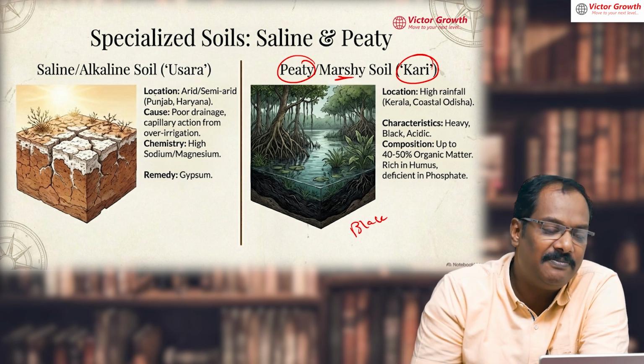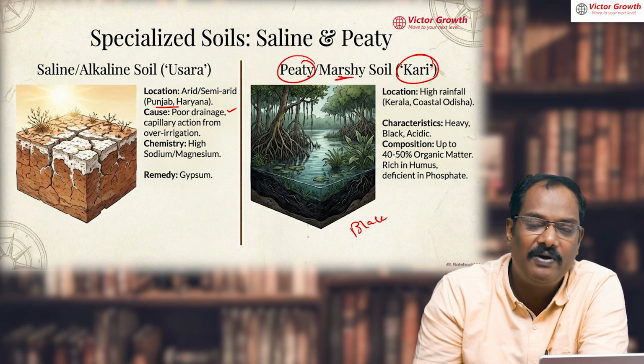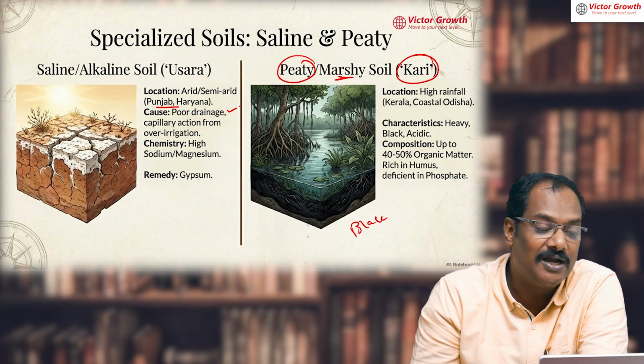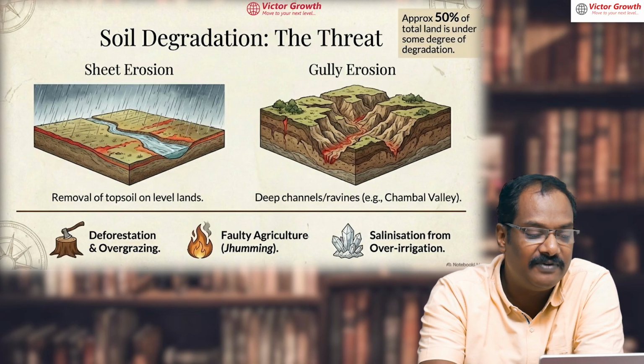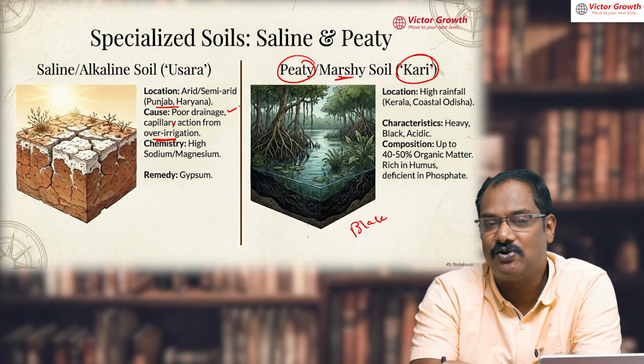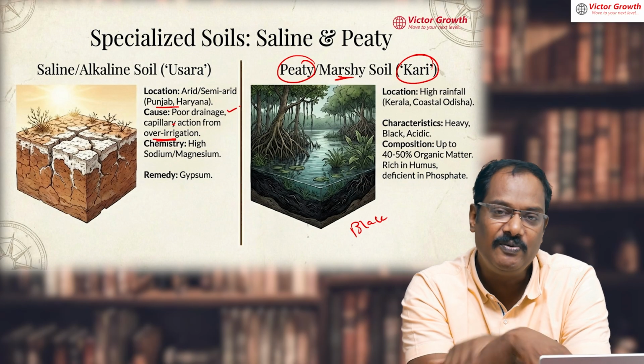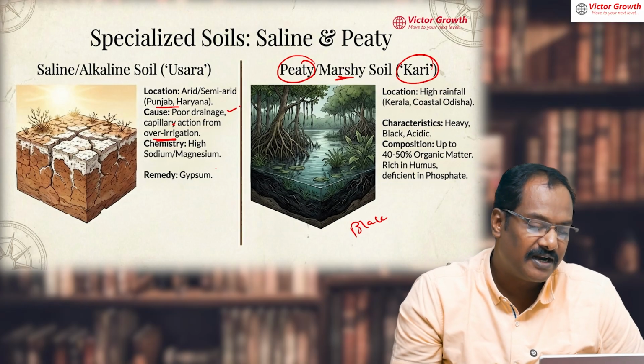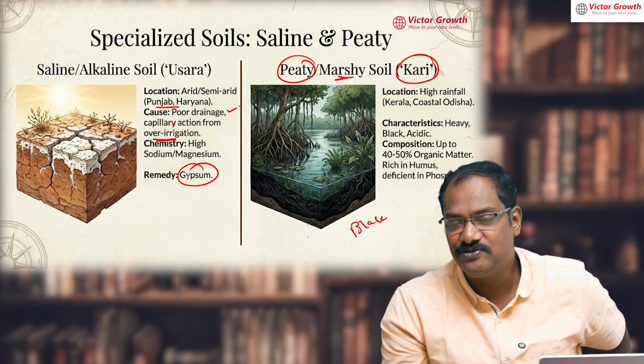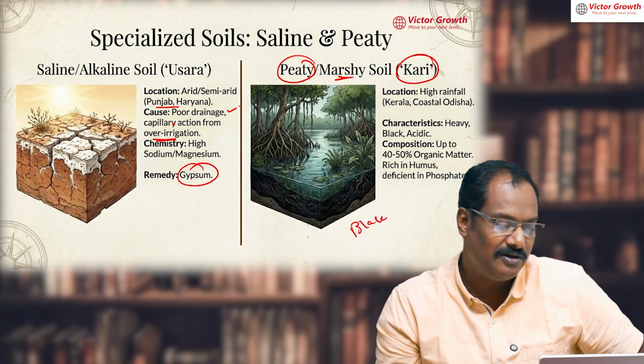Then going to Punjab and Haryana, please copy down this: poor drainage, excess irrigation, over irrigation. Because of capillary movement, the salt will come to the surface. The soil will become saline, not useful for agriculture. They'll put a remedy like gypsum can be added so that the salinity is removed or neutralized.